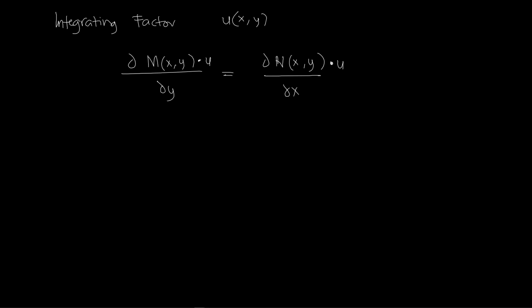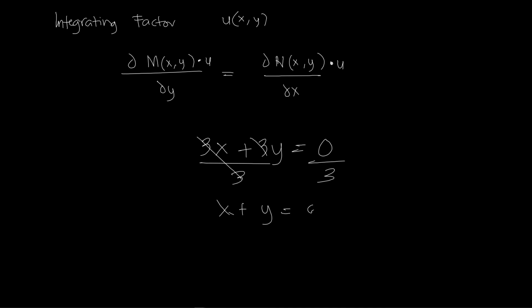For example, if x plus y is equal to 0 and you multiply it by 3, did you modify the equation or not? No, sir, because it cancels out later. You return to x plus y equal to 0. So, with that concept, we introduce u to make the equation exact.